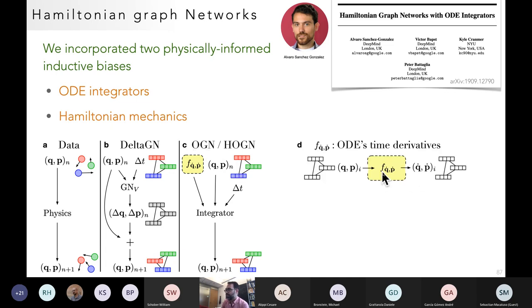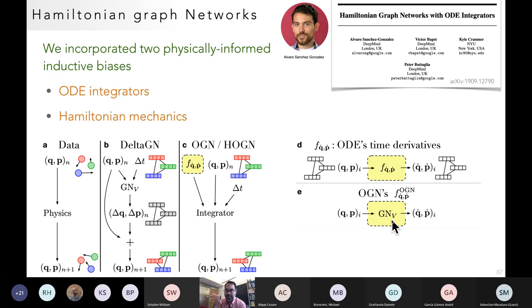The idea is that if you knew this dynamical system, it's going to predict, given the current position and momenta, the rate of change of the position and momenta. That's the little dot notation. So the graph neural network is going to try to learn what that update rule should be, and it's done as a function over the vertices. Okay, so that's one way of doing it.